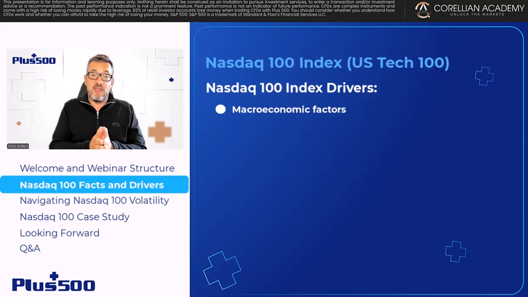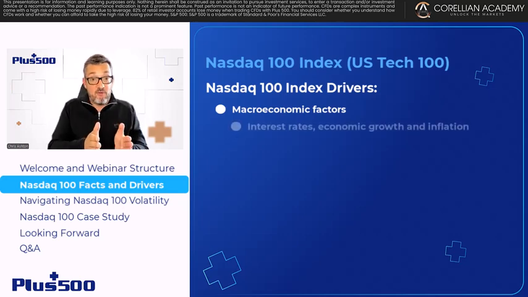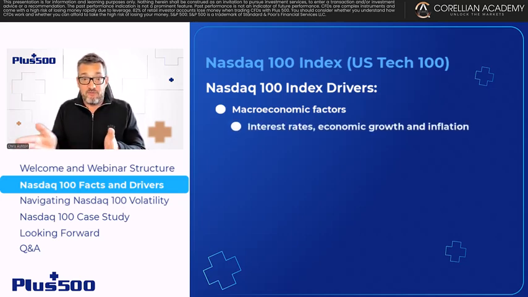Now, the next category is macroeconomic factors, primarily interest rates, economic growth, and inflation.